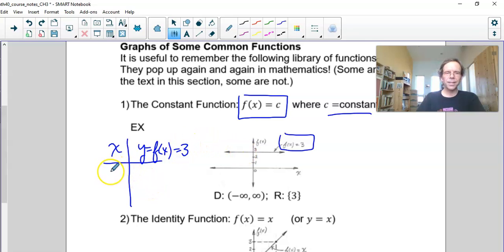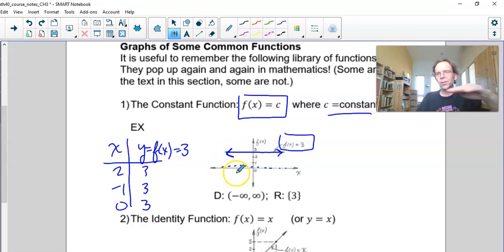So if we pick x equals 2, y is 3. If we pick negative 1, y is 3. If we pick 0, y is 3. It's always 3. It doesn't matter what the x is. So every x value you choose, the y value is 3. So it's a horizontal line that goes through y equals 3.